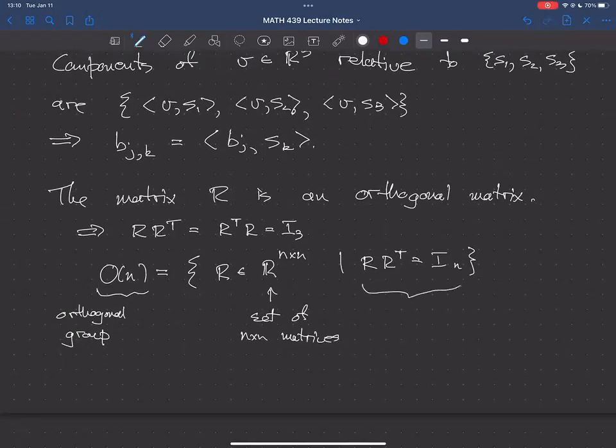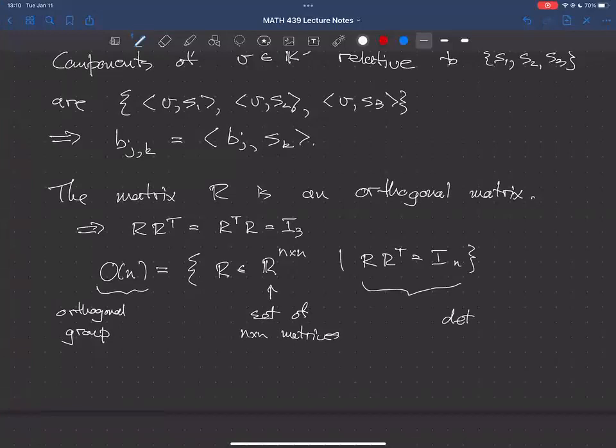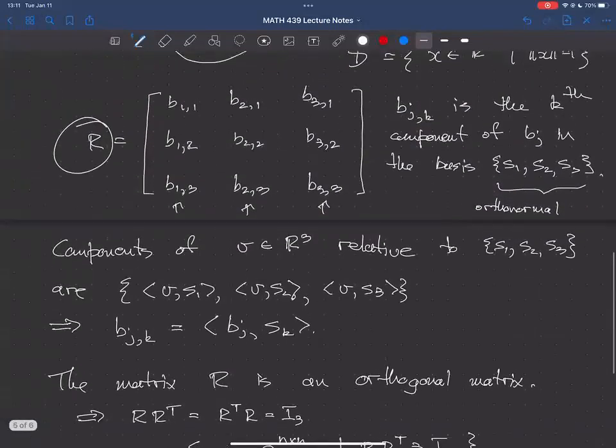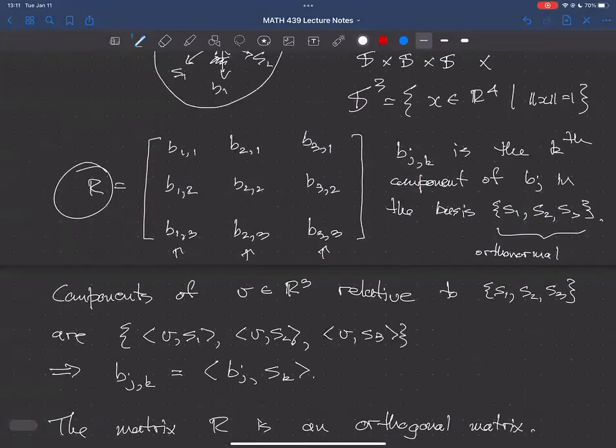Now what do we know about this relationship? What does this relationship tell you about the determinant of an orthogonal matrix? If you take determinants of this formula, well, the determinant of a product is the product of the determinants, and the determinant of a transpose is the same as the determinant. And so this tells you that the determinant of R squared is equal to the determinant of the identity matrix, which is 1. And so you know that the determinant of an orthogonal matrix is either +1 or -1. What do you think this orthogonal matrix determinant will be? Will it be +1 or -1?